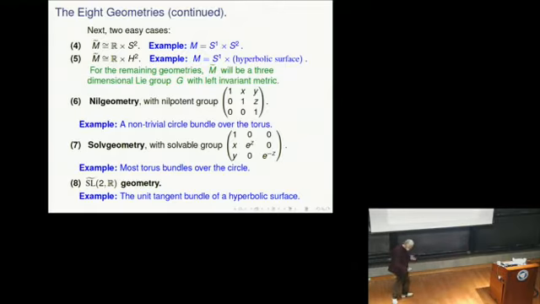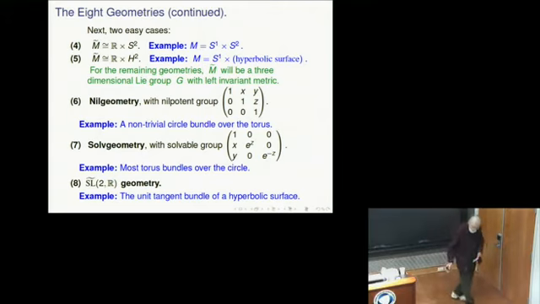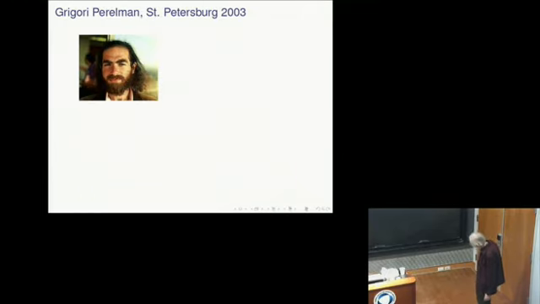So his conjecture was that any 3-manifold could be cut up along spheres and tori into pieces, each of which has one of these structures, and that this decomposition was essentially unique. Well, Thurston proved this in many cases.